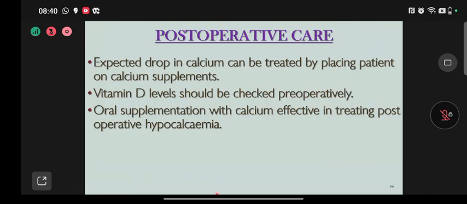Coming to the post-operative care, there is an expected drop in calcium, which can be treated by placing the patient on calcium supplements, either oral or IV. Vitamin D level should be checked preoperatively, and the oral supplementation with calcium is effective in treating post-operative hypocalcemia.